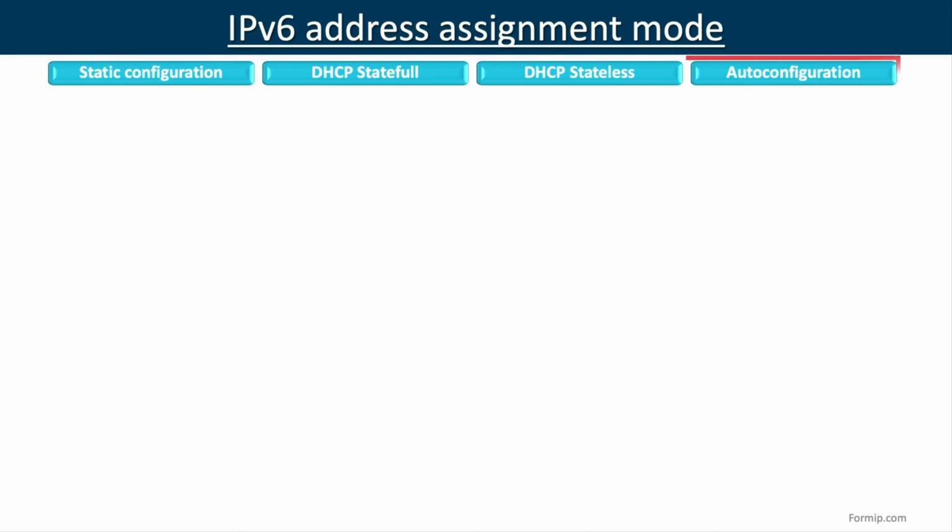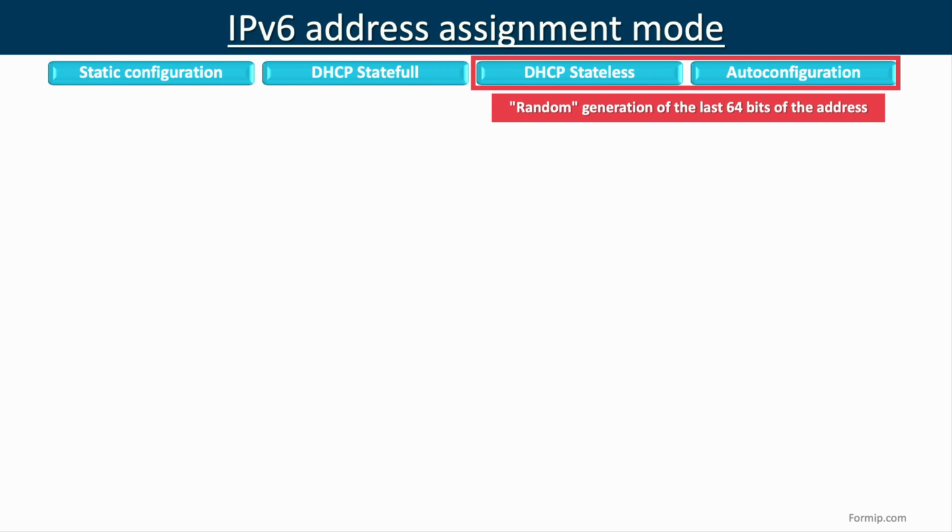And we have the auto-configuration mode, where there is no longer a DHCP server, it's the router that gives all the information except for the options. In the last two methods, the PC or any host that needs an IP will receive at most the first 64 bits of the address. That is to say, the network part. It will have to find the rest in two different ways.